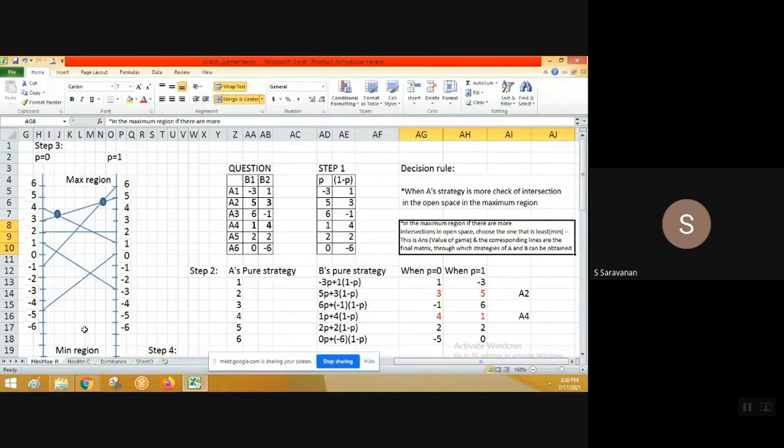Shall we go ahead for the second problem? When B strategy is higher? Yes, sir.